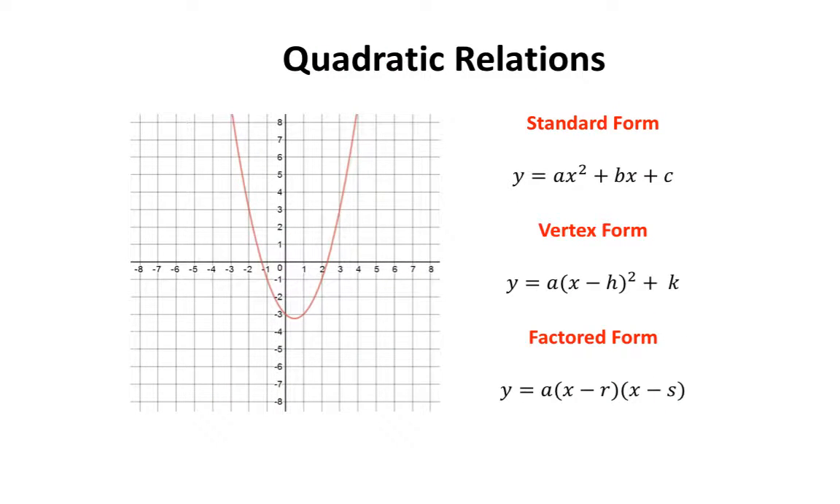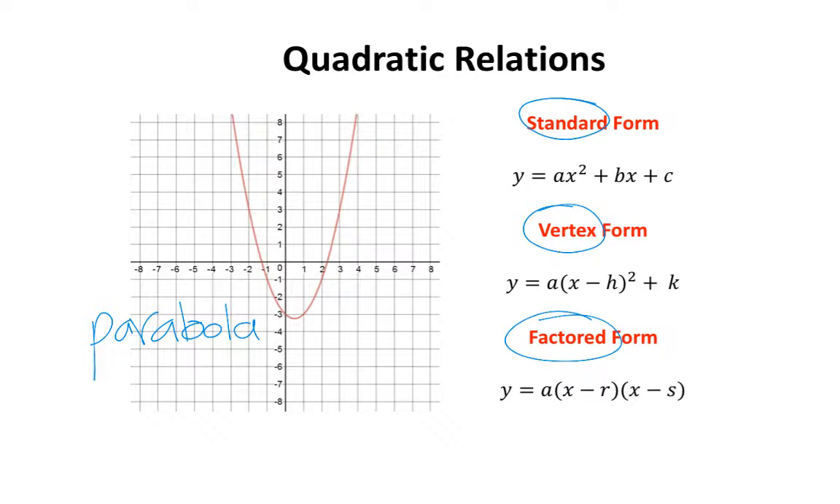We've learned that a quadratic relation resembles a curved line. We call this a parabola. A quadratic relation can take on three different forms. It can take on standard form, vertex form, and factored form. We previously took a look at standard form. Today we're going to take a look at factored form.